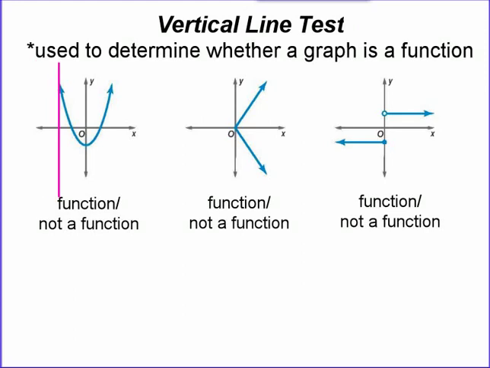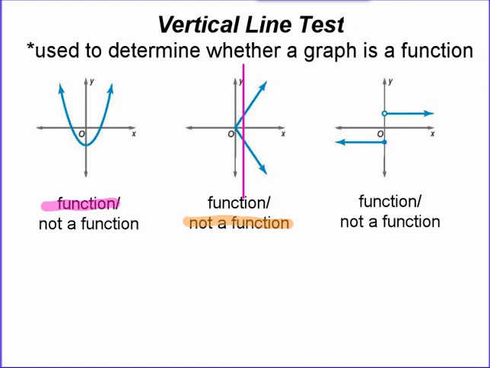So as I move, does it only touch it once? Is there any time where it touches it twice at the same time? No. So what would this be classified as? This is a function. So let's look at the next one. At any given time, does it just touch this pink line once? Yeah, right here it touches it twice, right? Touches it both top and bottom. So this would be classified as not a function.